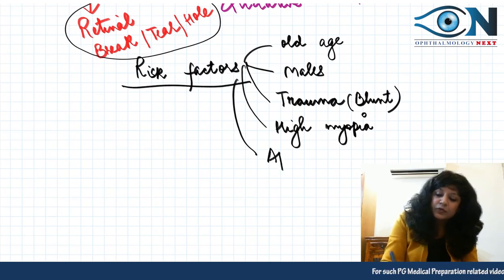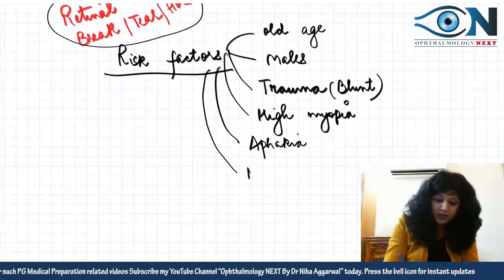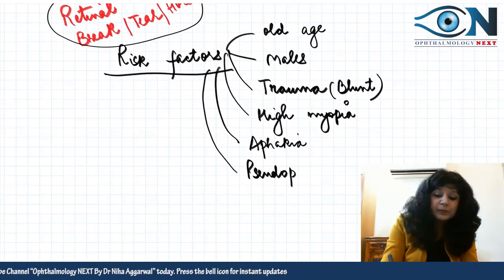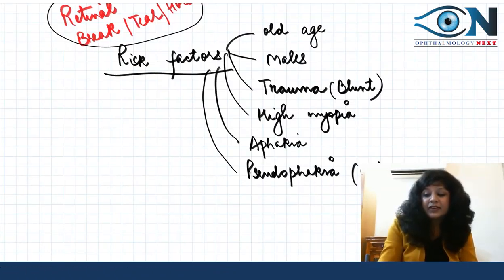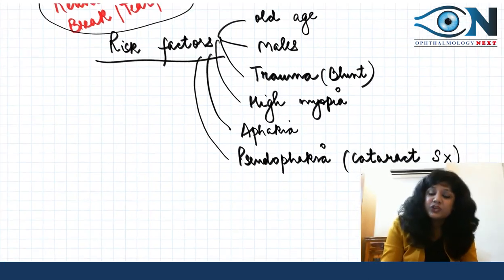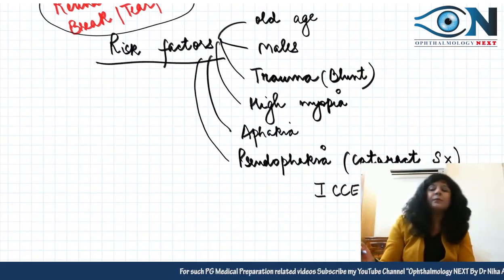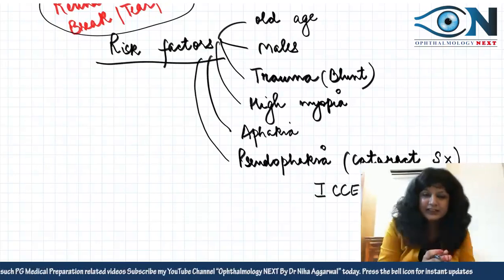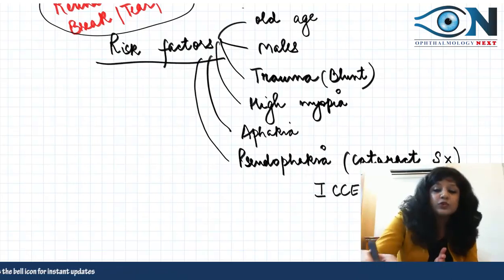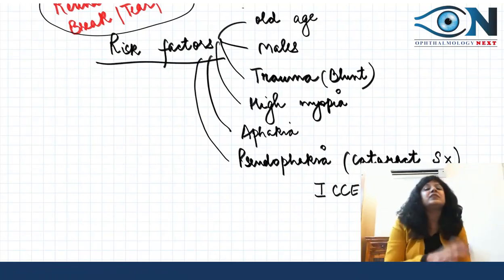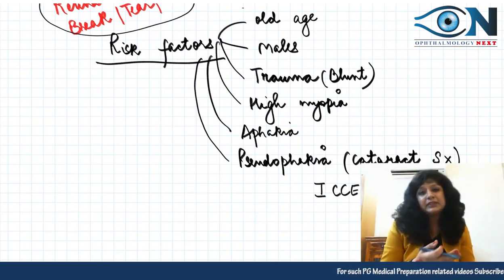Then those people who do not have the lens, aphakia, or who have undergone cataract surgery. So it can be pseudophakia. All those people who have intraocular lens implantation, who have undergone cataract surgery, and which cataract surgery? Especially ICCE. This has more chances in comparison to ECCE, but you will say that we do not do ICCE nowadays. Yes, it is obsolete, and one of the reasons why it is not used nowadays is also this retinal detachment, because we had this risk of retinal detachment due to ICCE, and that is why now we are not doing ICCE.